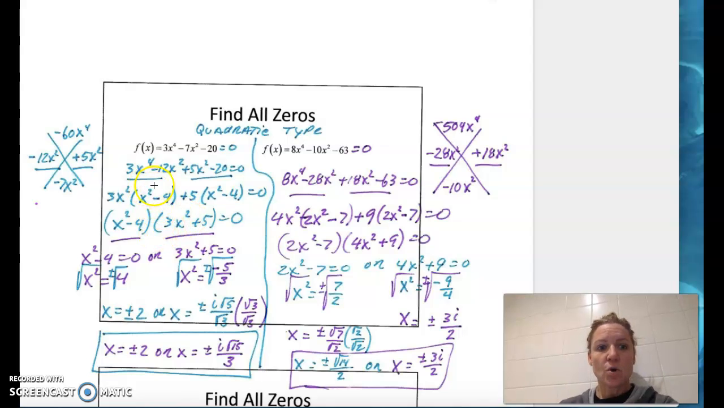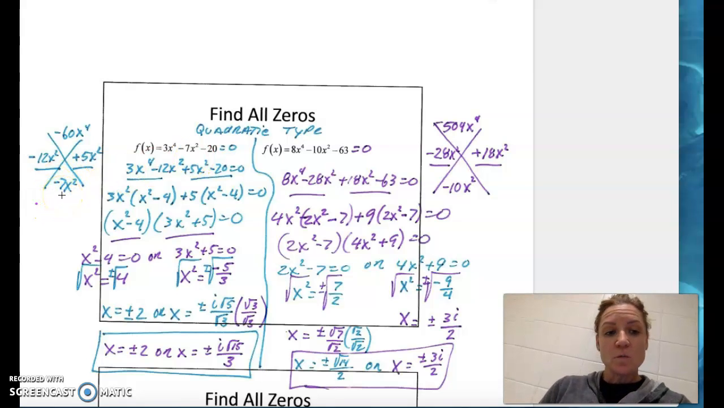Okay, so I'm going to multiply the 3x to the 4th times negative 20, which gets me negative 60x to the 4th. And then the middle term is our negative 7x squared. So we want to see what multiplies to get this and adds to get that. So it might take a few minutes to figure out those factors. You'll get it. So you're going to have negative 12x squared and 5x squared.